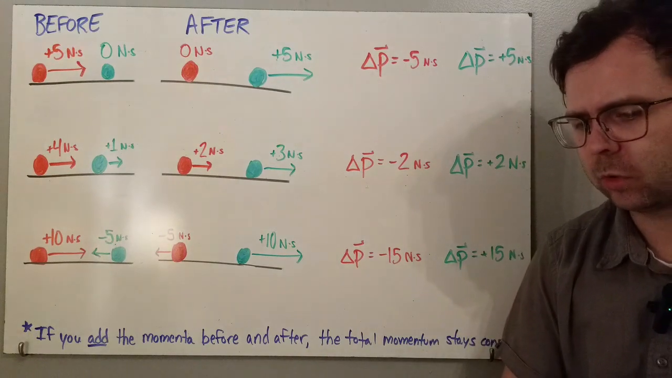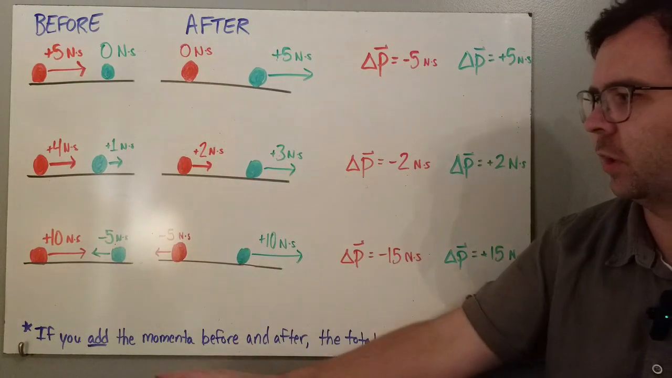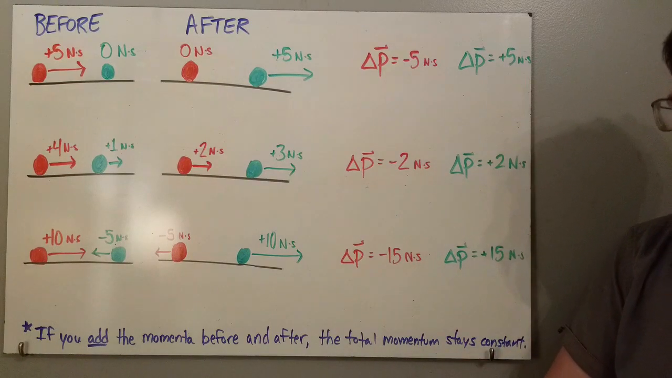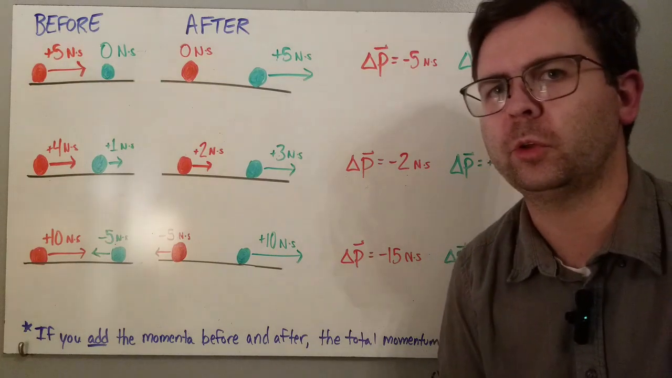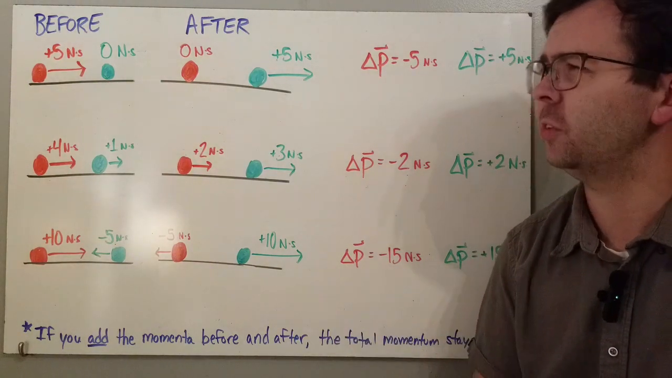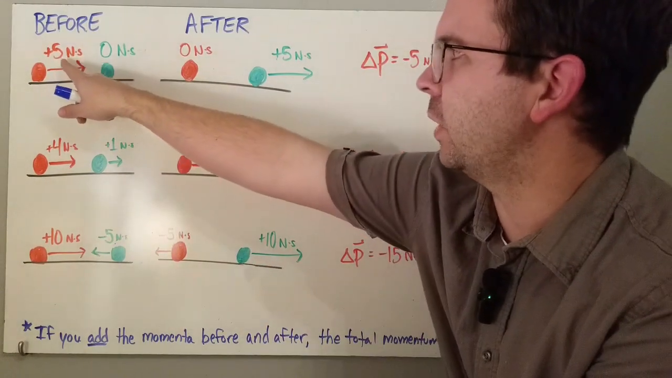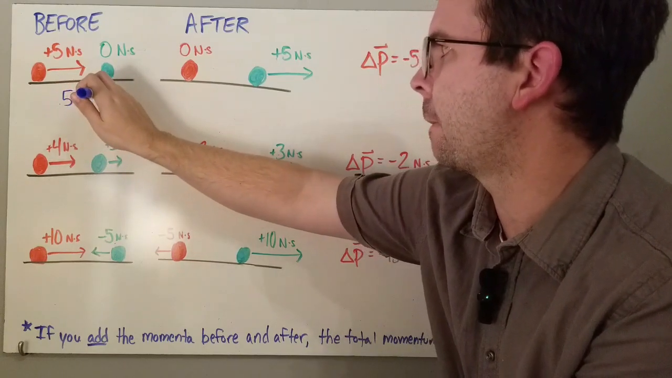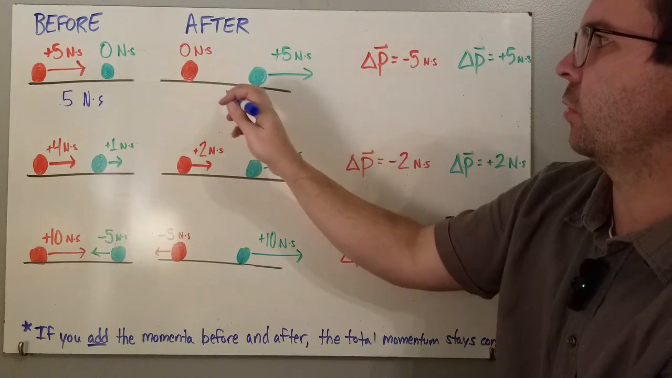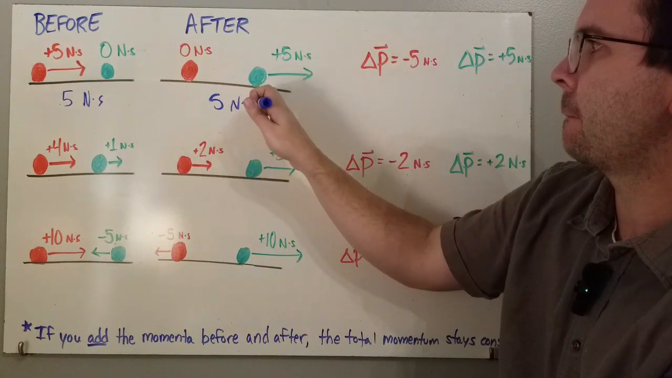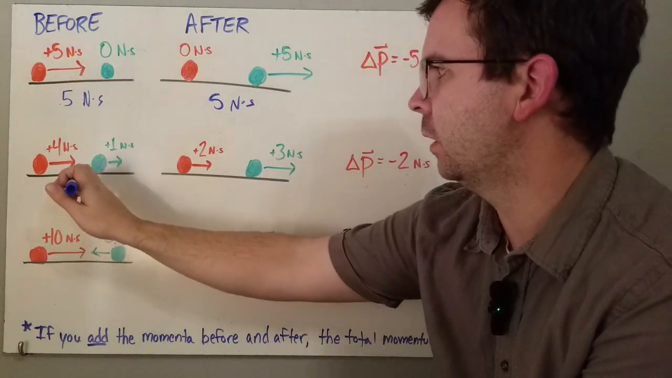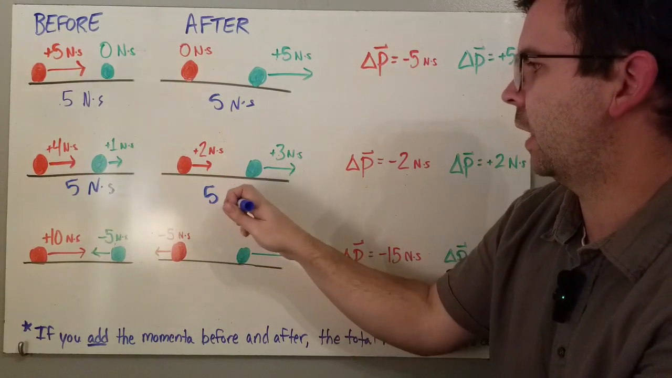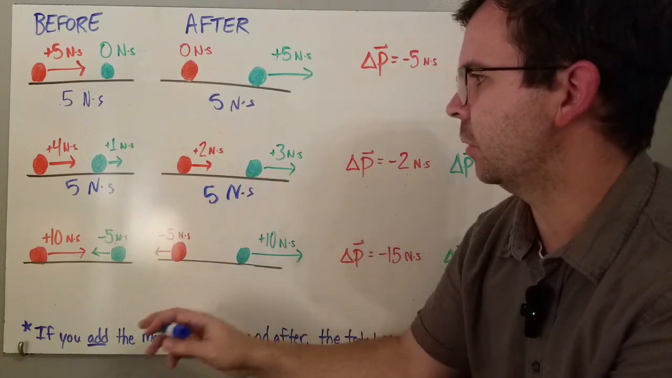If you look closer at these situations and you add the momenta before and after the collisions, the total momentum stays constant. And so this is actually a more useful way to analyze these situations. If we add these two together at the beginning, 5 plus 0, we start with 5 Newton seconds, and we end with 0 plus 5, 5 Newton seconds. Same thing down here, 4 plus 1, we start with 5, and 2 plus 3, we end with 5. So the total momentum is staying the same.